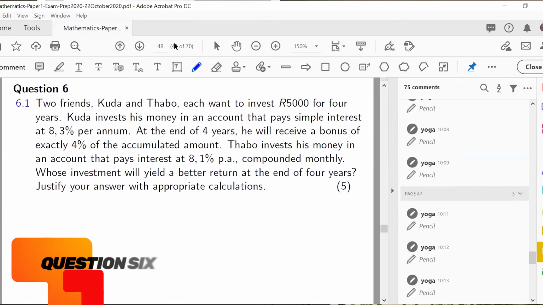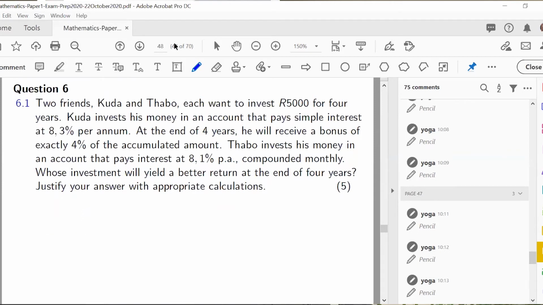We need to look at question 6. All right. Question 6. Two friends, Guda and Tabo, each want to invest 5,000 rand for 4 years. And Guda invests his money in an account that pays simple interest of 8.3% per annum. At the end of 4 years, he will receive a bonus exactly of 4% of the accumulated amount.